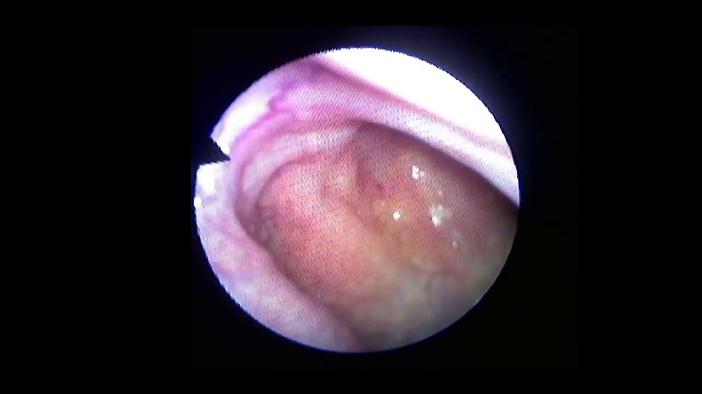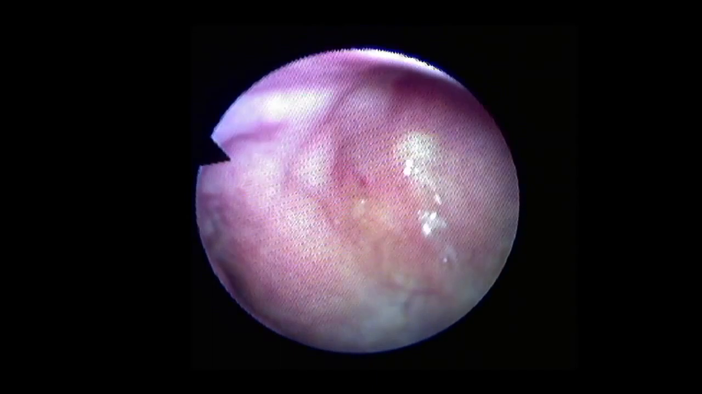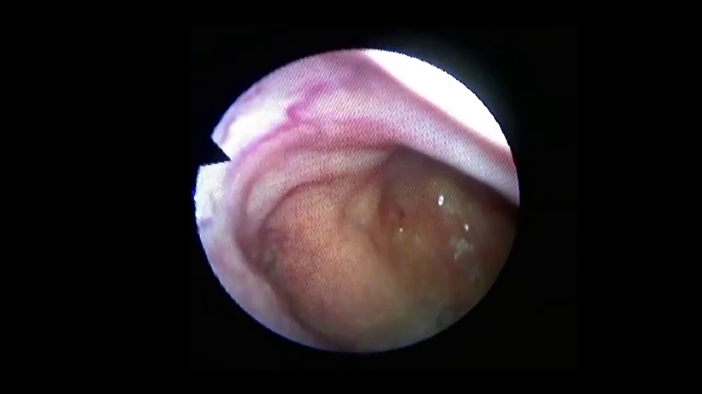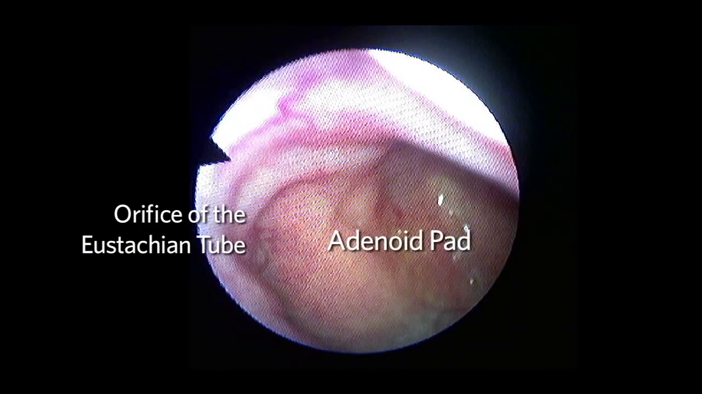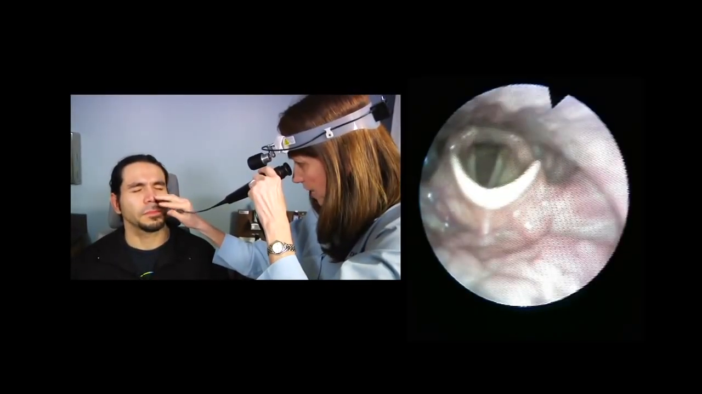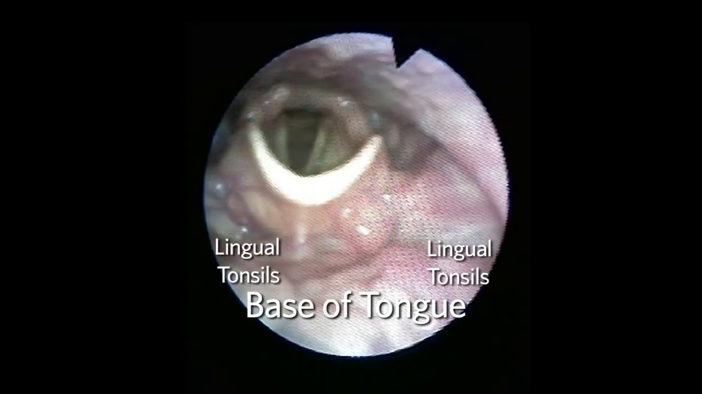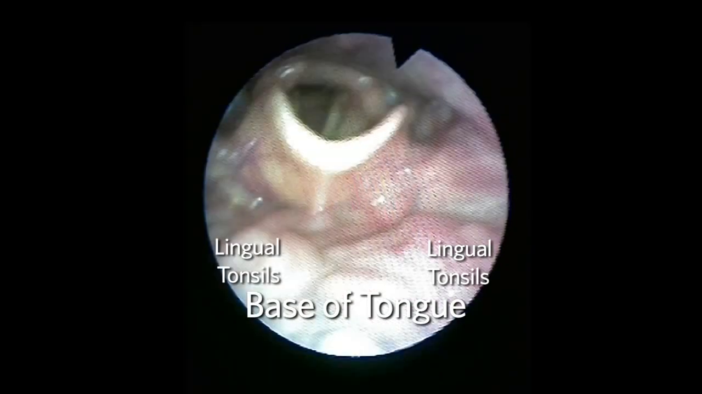As the camera continues posteriorly into the nasopharynx, we will see the orifice of the eustachian tube laterally and the adenoidal pad centrally. Continuing inferiorly towards the oropharynx, we see the pharyngeal tonsils bilaterally on the pharyngeal walls. We're through the nose, and I'm looking at your larynx. The base of tongue with the lingual tonsils are noted as well, just anterior to the larynx.